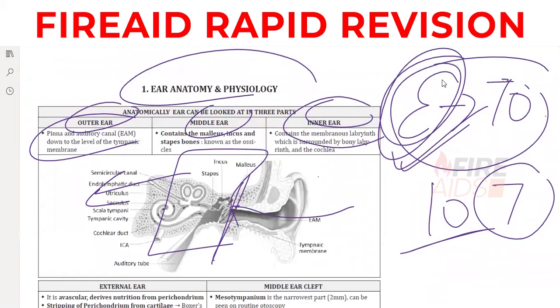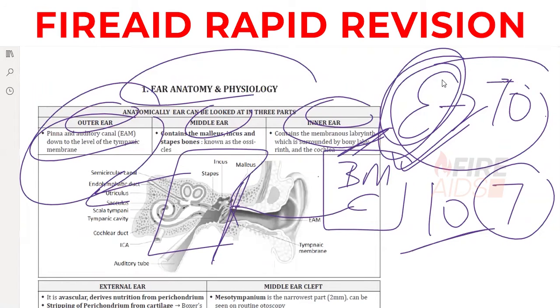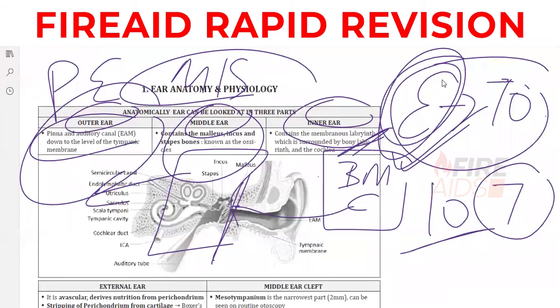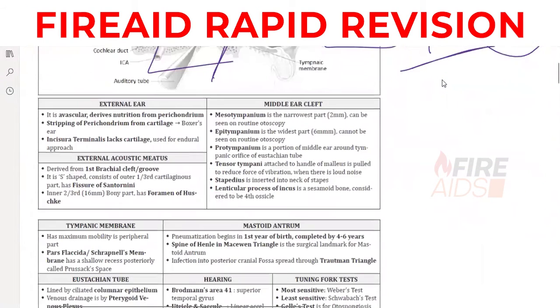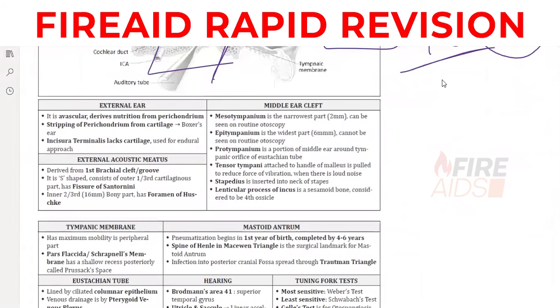The inner ear contains something called the labyrinth, which is bony and membranous. Along with that, there's the cochlea. BMC: bony labyrinth, membranous labyrinth and cochlea. I repeat, outer means pinna till the external auditory canal. Middle means the ossicles, that is the malleus, incus, stapes. Inner means the bony and membranous labyrinth, and then the cochlea, BMC. So these are the 3 points that you need to know. This was a very old pattern question. I don't think there'll be a question from here.